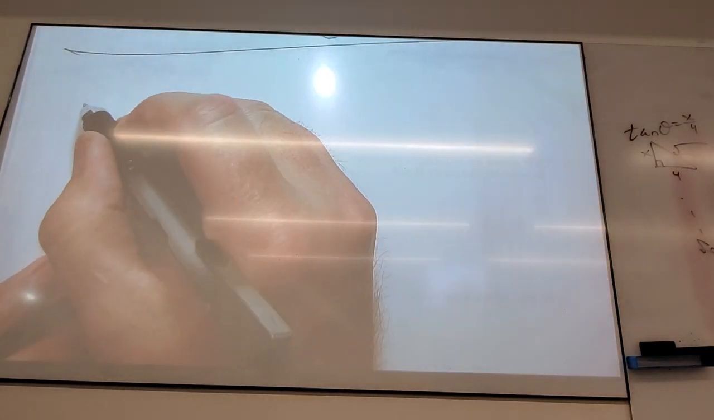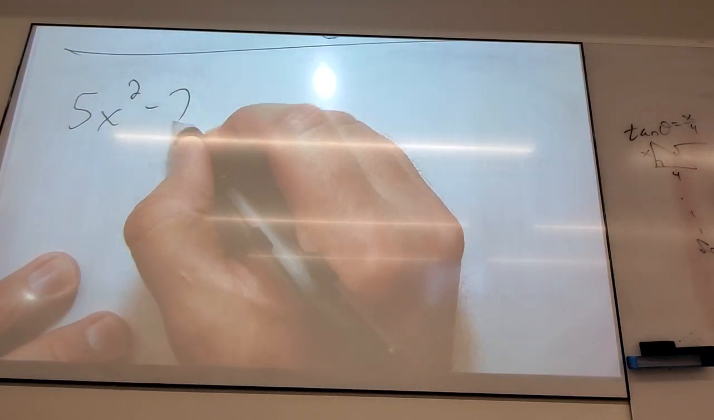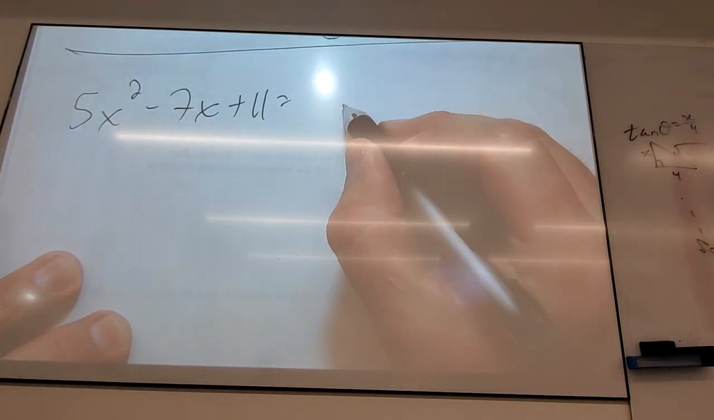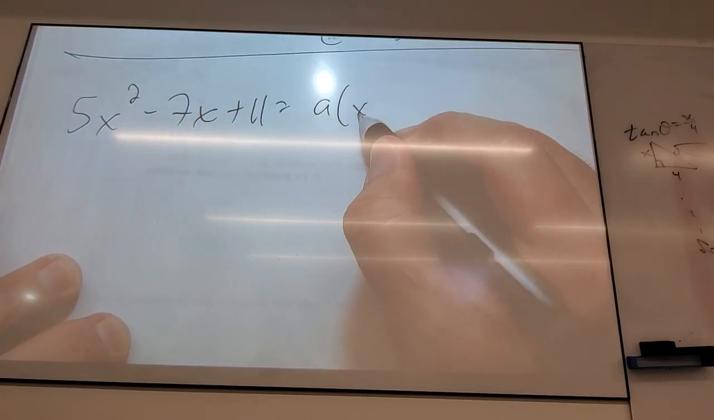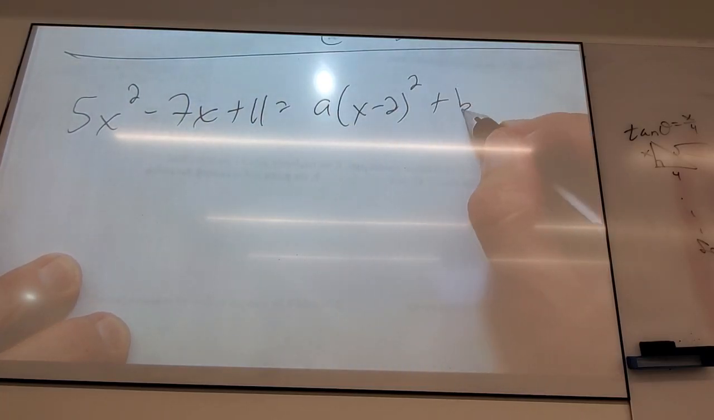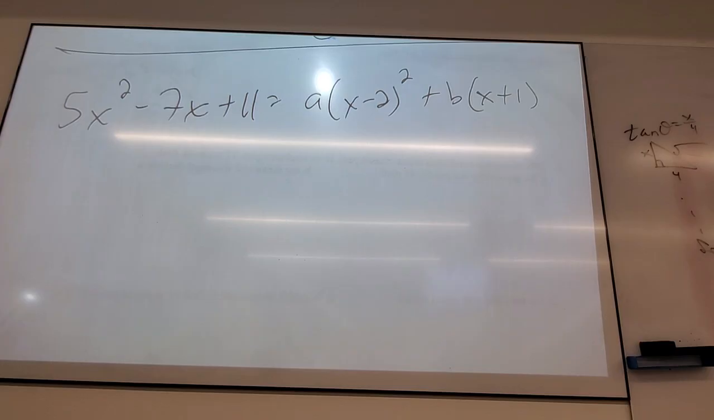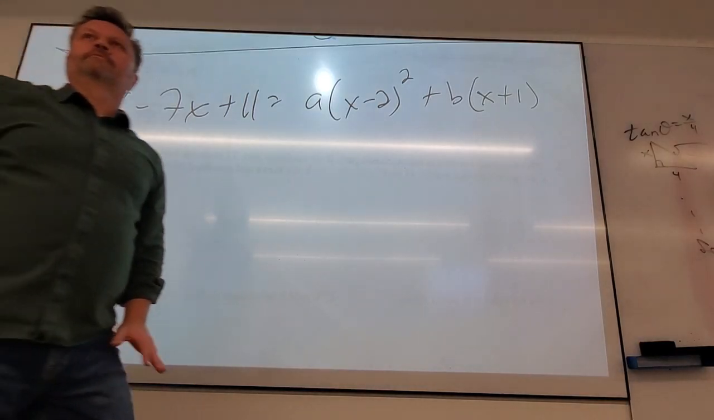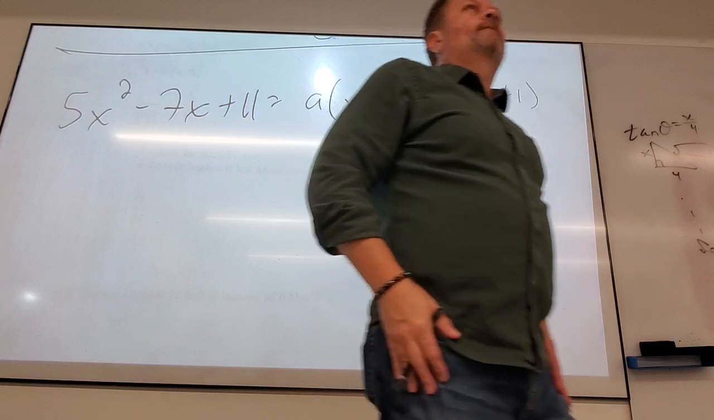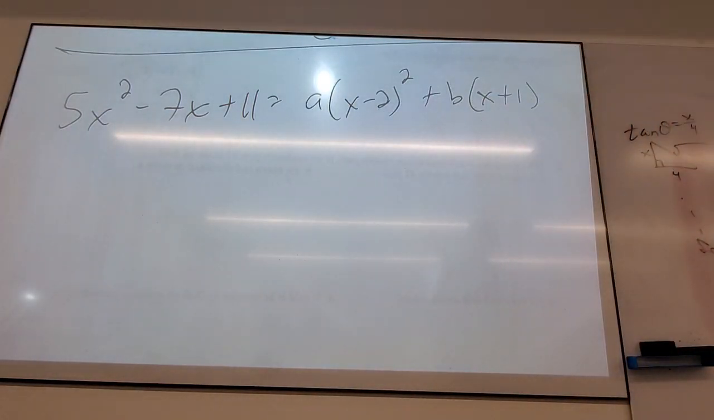So what if I had 5x squared minus 7x plus 11 equals a times (x minus 2) squared plus b times, nothing too crazy, sure, (x plus 1). This is fine. How would I start to investigate what a and b are?